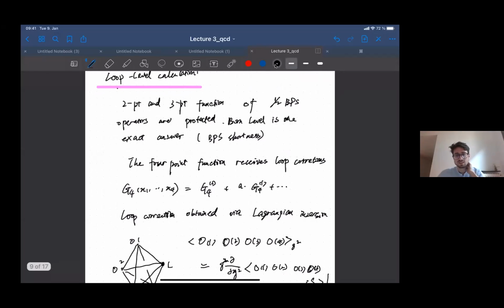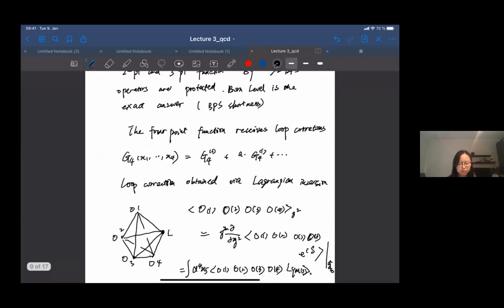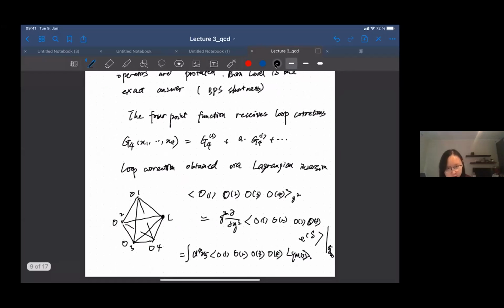But starting from the 4-point function, it can receive loop corrections, which could depend on the conformal cross ratios. So if we would like to do a precision calculation of the event shape beyond the leading order, we need to first compute the loop correction to the correlation function. So how do we do that? The standard procedure is to compute the loop correction through the Lagrangian insertion approach.